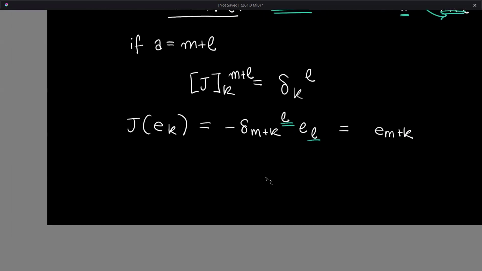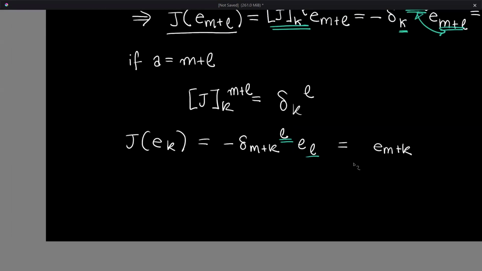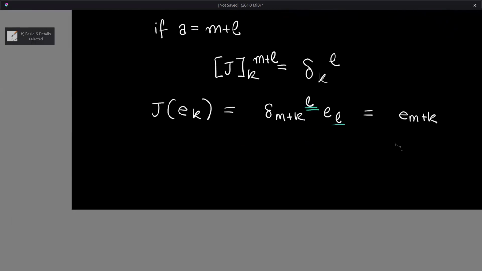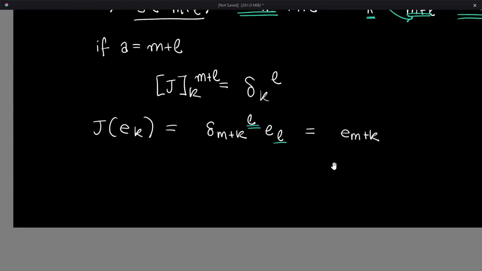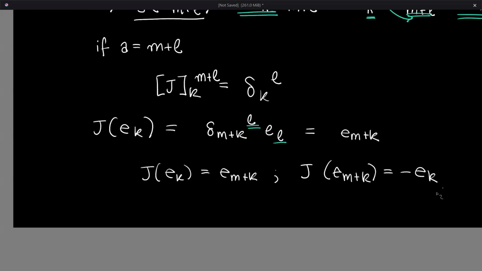Did I get that right? Minus delta. Oh, the minus is not supposed to be here. Yeah, typo in the notes. So delta M plus K, L, E L gives us EM plus K. Which gives us the other result, which is that J of EK is equal to EM plus K, and J of EM plus K is equal to minus EK.